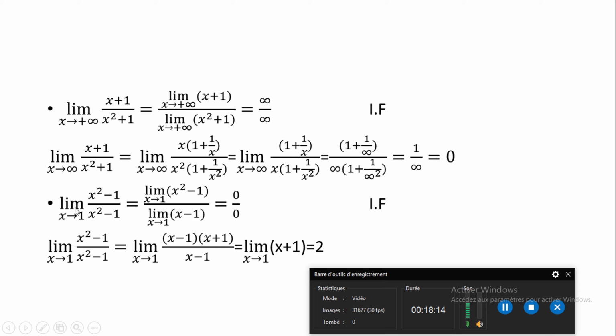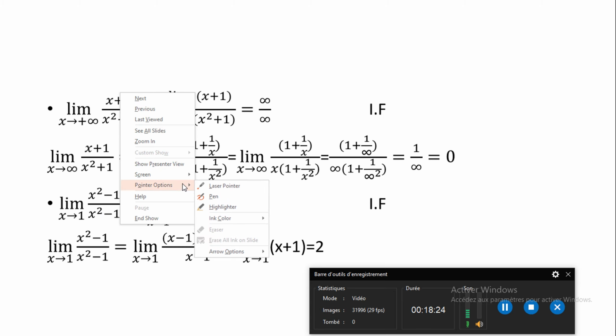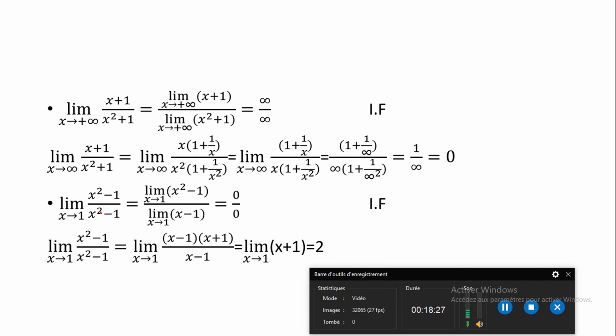Another example is the limit when x gets closer to 1 of (x squared minus 1) over (x minus 1). Sorry, this is just x, there is no 2 here. So x squared minus 1 over x minus 1. So this is gonna give us the division. We divide the two limits, which gonna give us 0 divided by 0, because here we replace x by 1. So it's 1 squared minus 1, which is 0, and here 1 minus 1, which is 0.